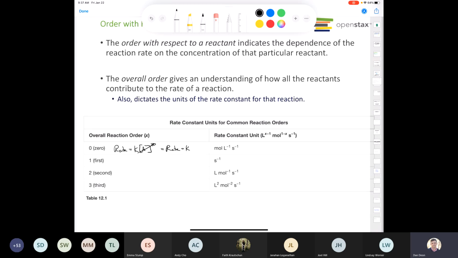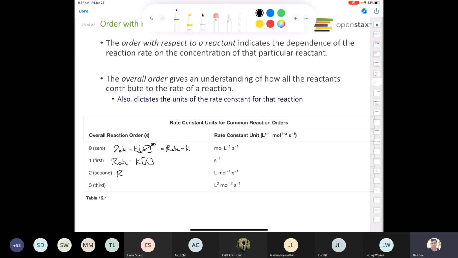If you have a reaction that's first order, so if you had rate is going to be equal to K times A to the power of 1, first order, well, in that case, if A is in moles per liter, that means that K would have to be per second, right? Seconds to the -1, in order for rate to be moles per liter per second.